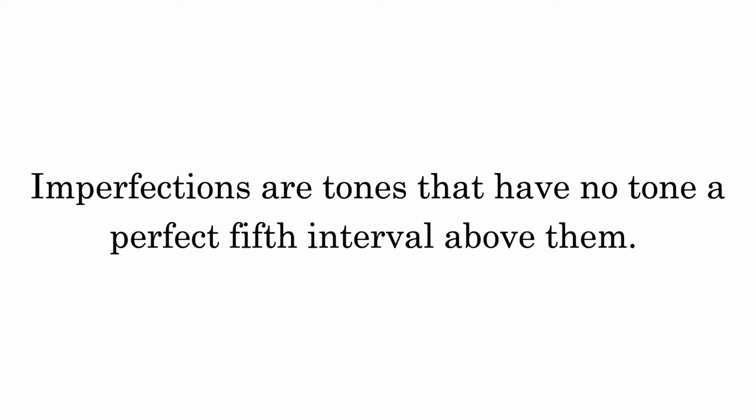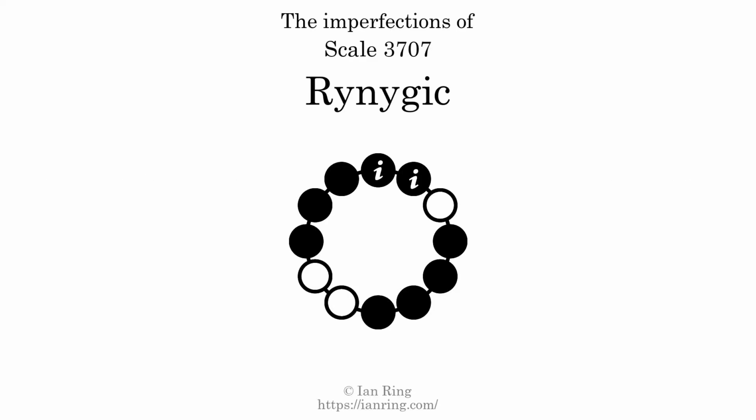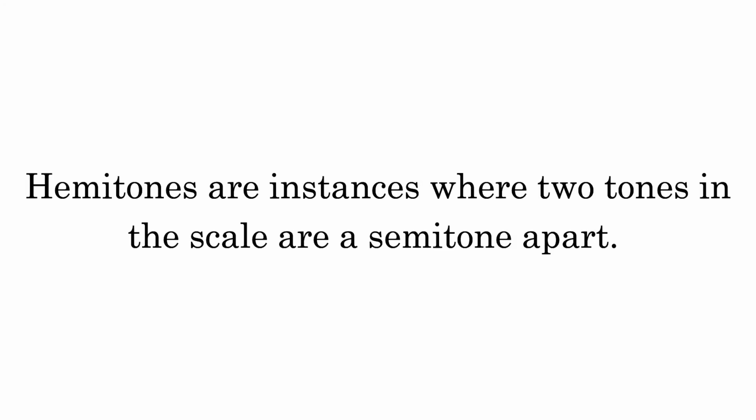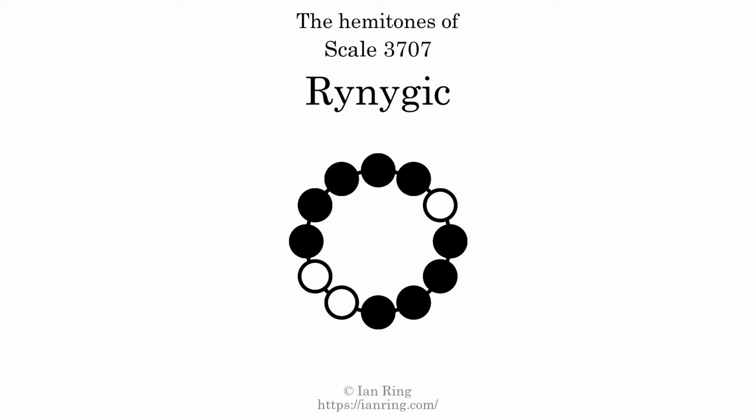Imperfections are tones that have no tone or perfect fifth interval above them. This scale has 2 imperfections. They are at positions here and here. Hemitones are instances where two tones in the scale are a semitone apart. This scale has 7 hemitones. They are at positions here, here, here, here, here, here, and here.